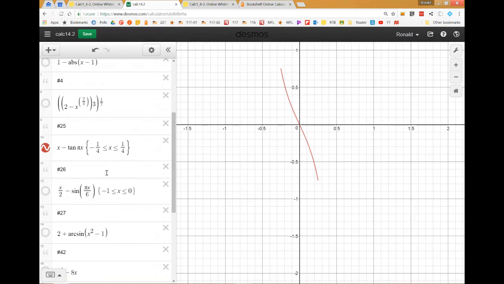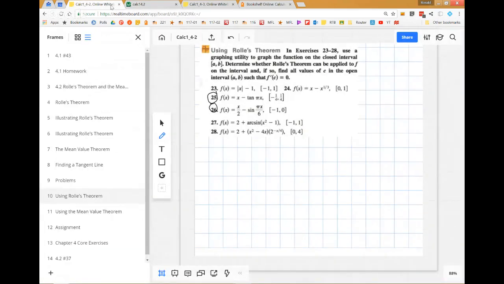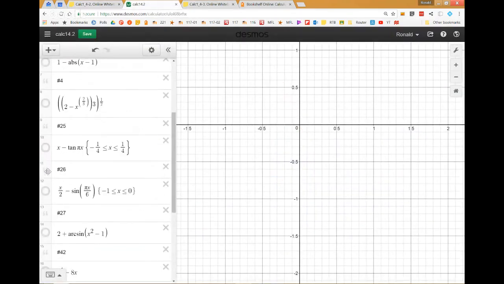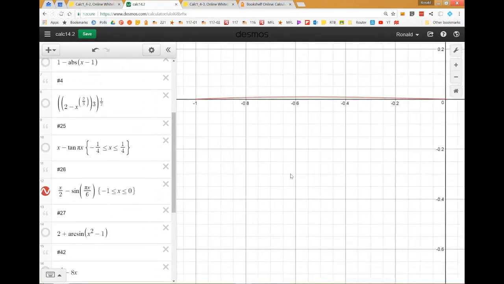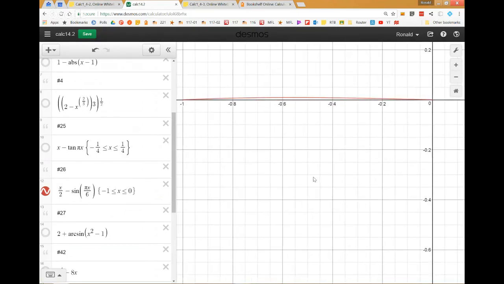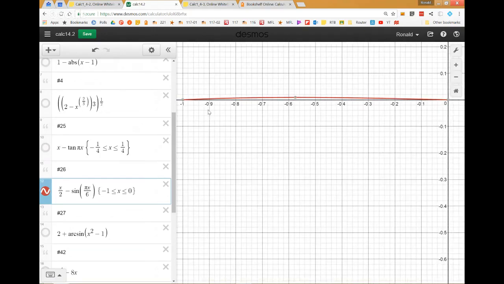Okay, let's take a look at number 26 now. I think that was the other one, right? Yeah, number 26. Okay, so let's go back here. Let's undo that. Let's look at number 26. Now, that looks really strange. Looks like almost straight. But if I zoom in on this, you can at least get a view of what's going on. And we're supposed to go from -1 to 0. So you can see we start there and we end up over here at 0, 0.